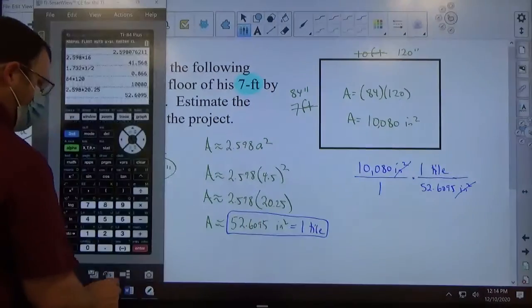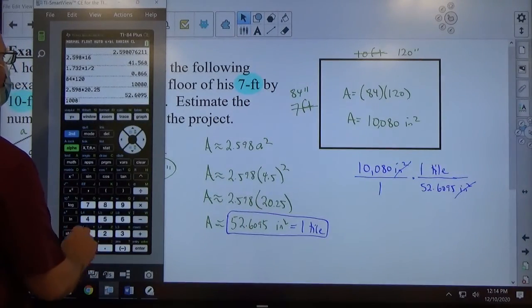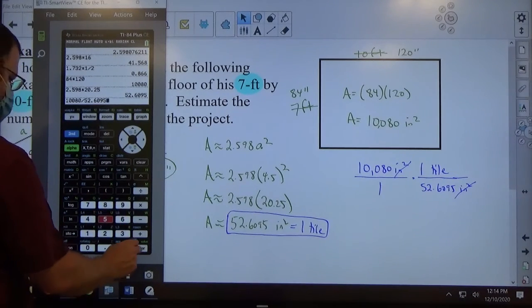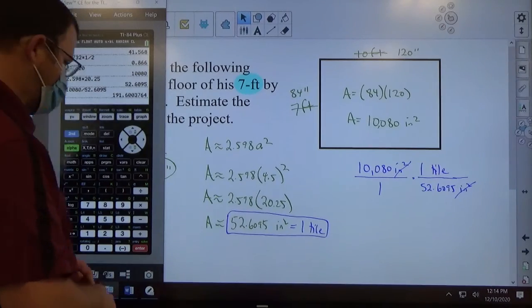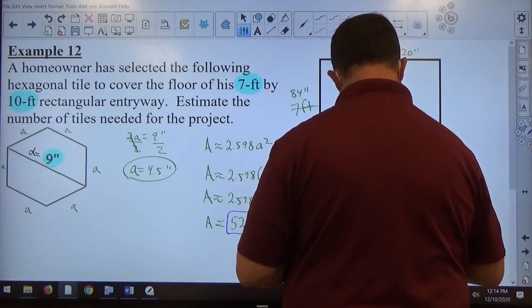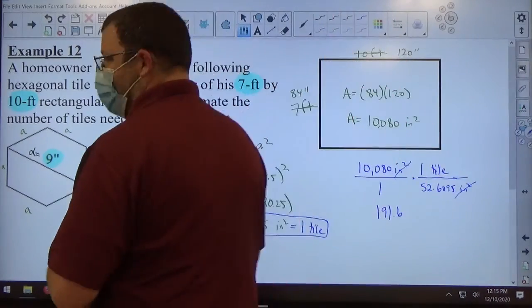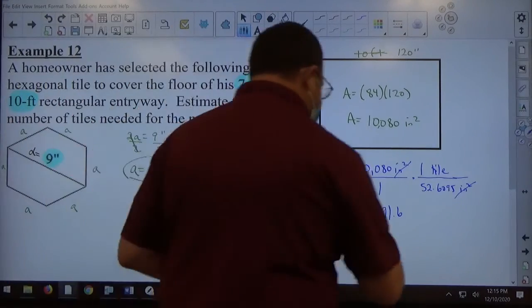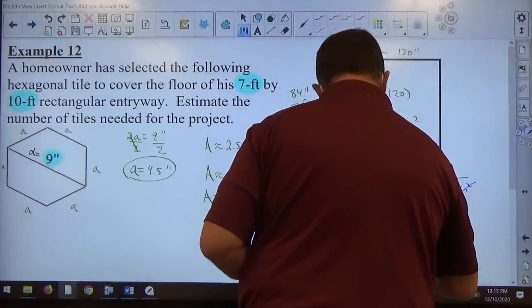So 10,080 divided by 52.6095 is 191.6. If I'm going to the store to buy tiles, I'm probably going to buy 192 tiles, right? And if I was actually doing this project, I'd probably buy about 200 tiles just in case I dropped one and broke it or I cut it wrong, whatever. But 192 tiles would do the trick eventually.